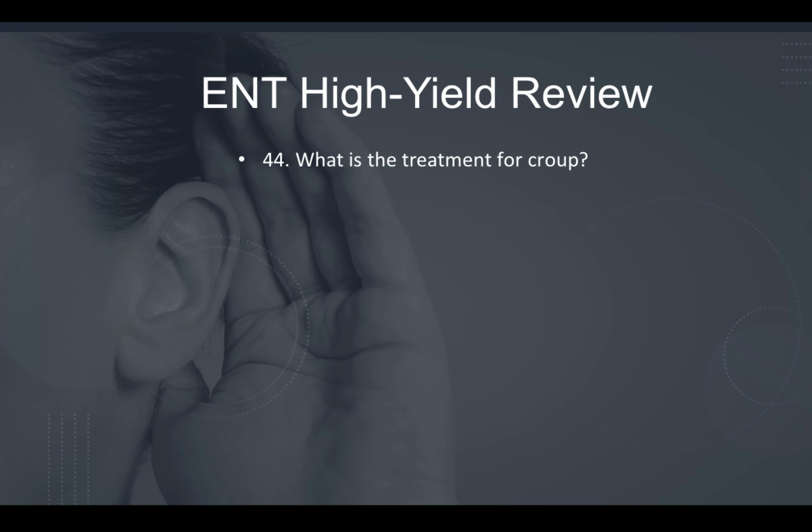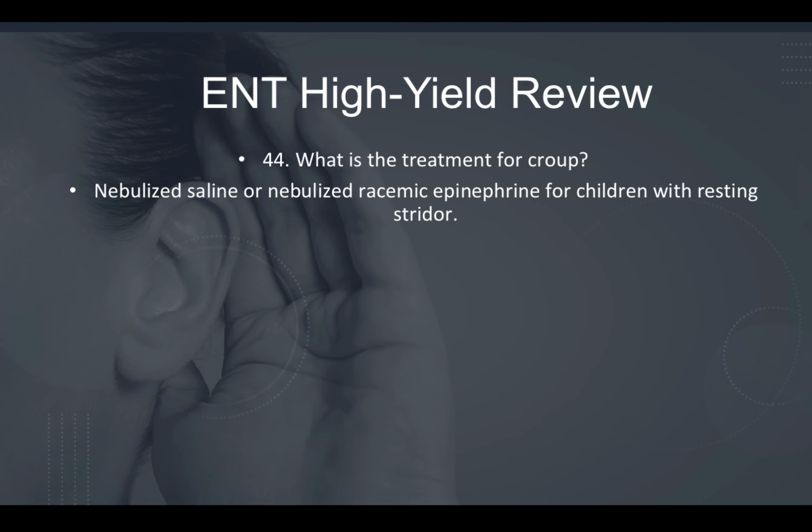What is the treatment for croup? Well, this is another one that can be easily tested. They're going to give you that steeple sign. They're going to tell you the patient has that seal barking cough, and they're going to tell you how you want to treat this. So the answer is nebulized saline or nebulized racemic epinephrine, and that's likely what you will see in your test, nebulized racemic epinephrine for children with a resting stridor. So if the kid has a resting stridor, epinephrine. If they do not, just do nebulized saline.